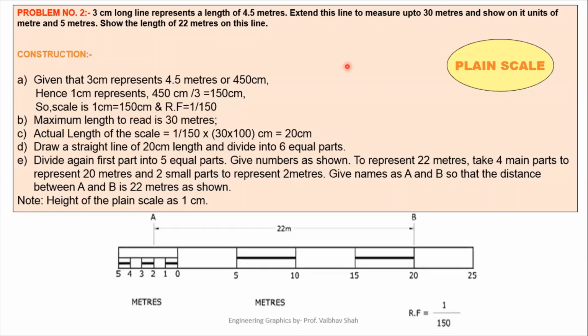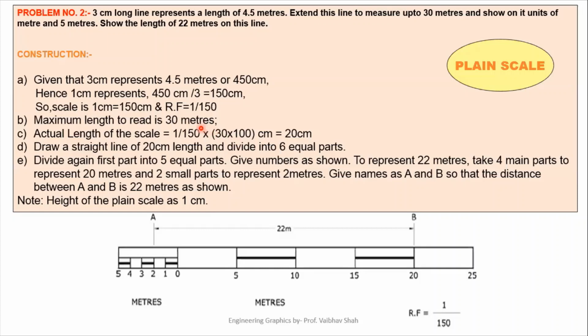Okay. Now here the maximum length is given as 30 meters. So we have taken the maximum length equal to 30 meters. Now the actual length of the scale would be RF times maximum length. So RF is 1 by 150. We know 1 by 150 times the maximum length, which is 30 meters, but we'll be converting this meter into centimeters.